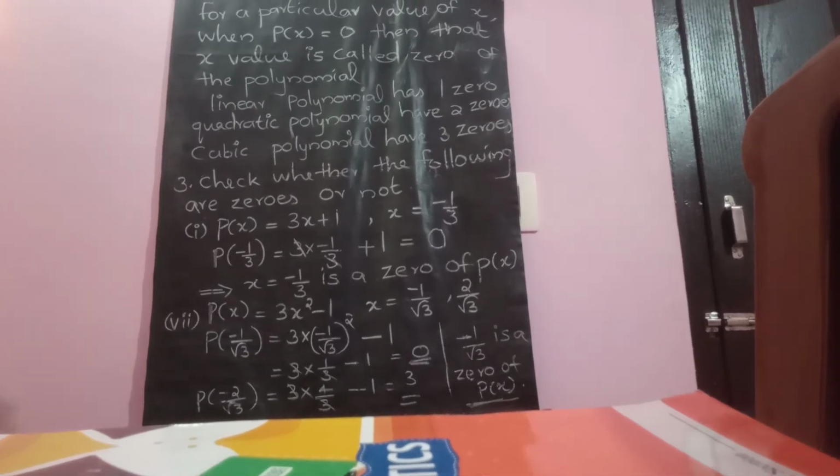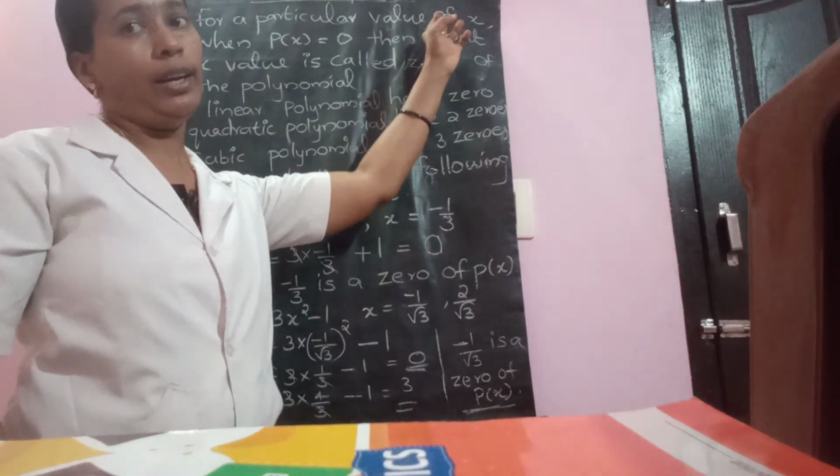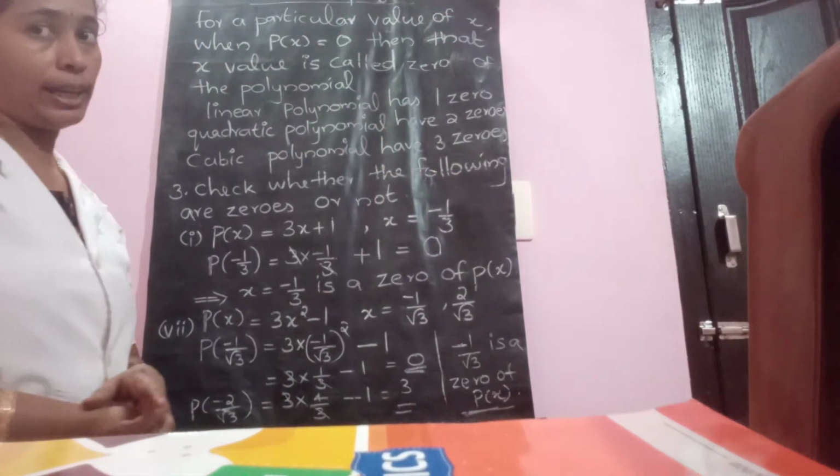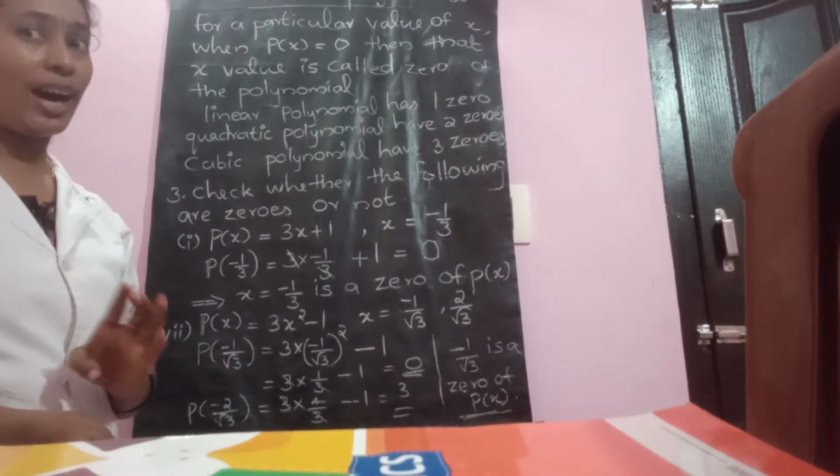Let us go to the other section called zeros of a polynomial. One of the important topics from this chapter, zeros of a polynomial. Zeros and zero are entirely different.